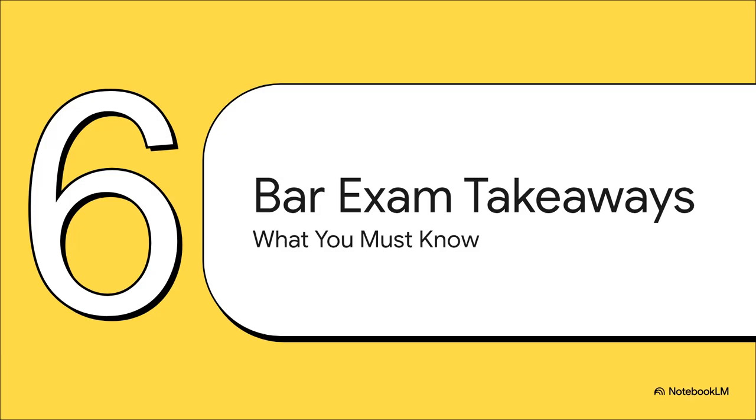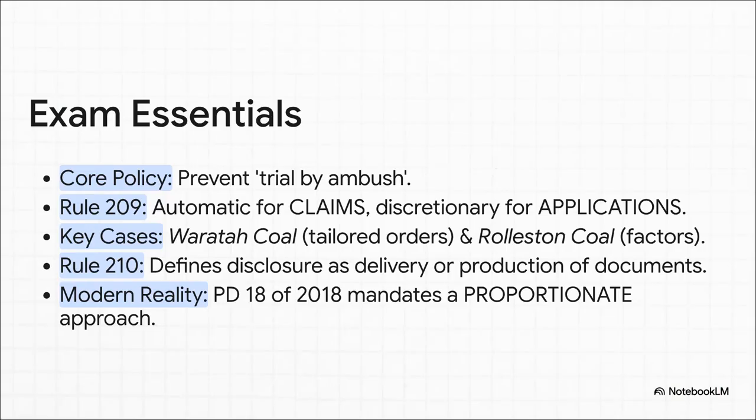Okay, let's boil all of this down to the absolute essentials. If you're walking into that exam room, these are the points you need to have right at your fingertips, ready to go. Let's bring it all home. For your exam, here's the cheat sheet. The court policy, preventing trial by ambush. Rule 209, that's your gateway, with that critical difference between claims and applications. For applications, your key cases are Waratah Coal for those tailored orders and Rolliston Coal for the factors. Rule 210 gives you that simple definition. And wrapping it all up is the modern reality, Practice Direction 18 of 2018, which screams proportionality.